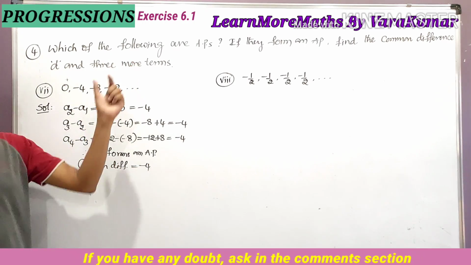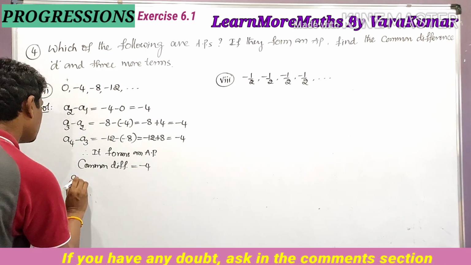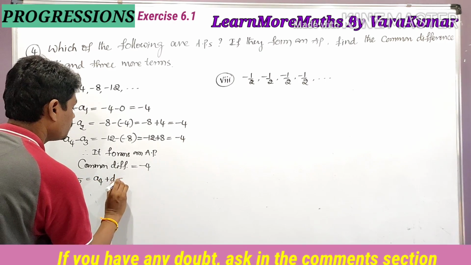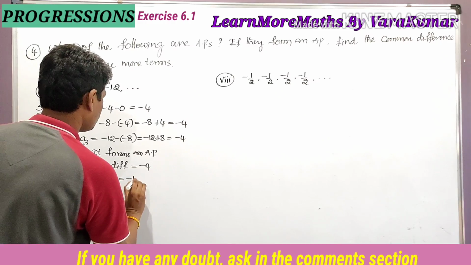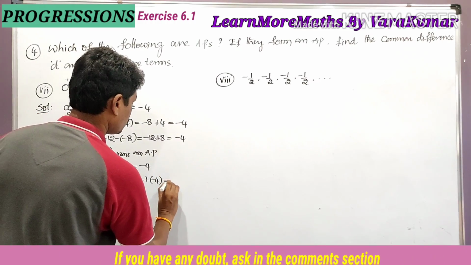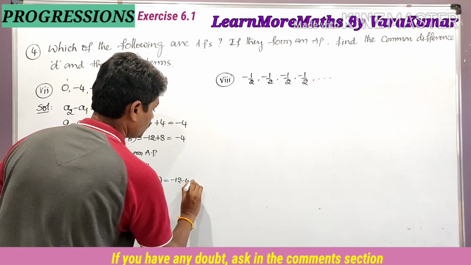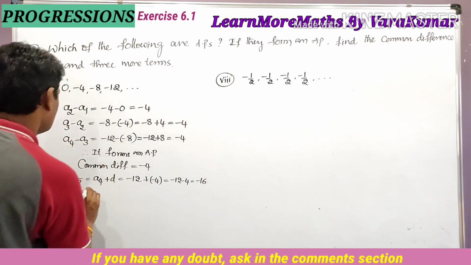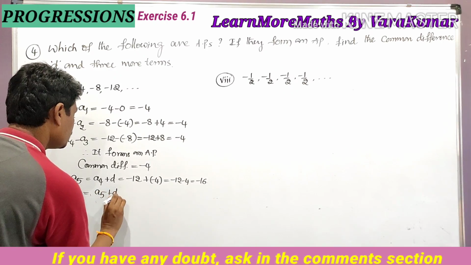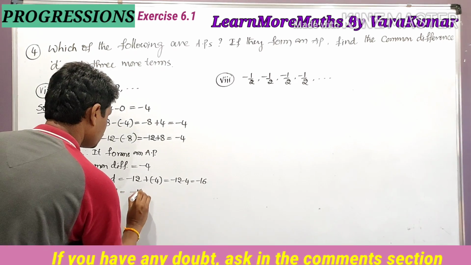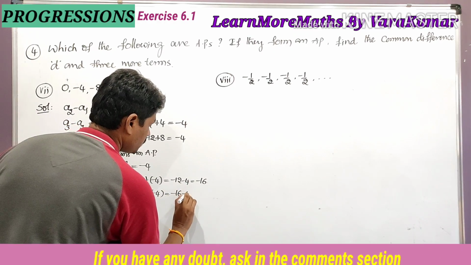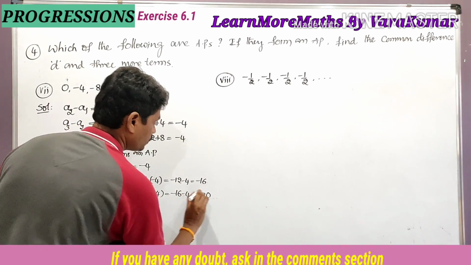So next he is asking to find 3 more terms, that is a5, a6, a7. a5 is equal to a4 plus d. So a4 is minus 12 plus d is minus 4, so that is minus 12 minus 4, which is minus 16. So next a6 is equal to a5 plus d again. a5 is minus 16 plus d is minus 4, minus 16 minus 4, which is minus 20.